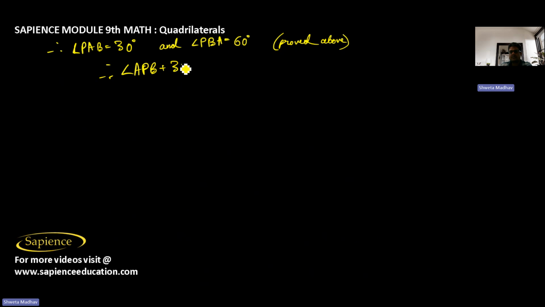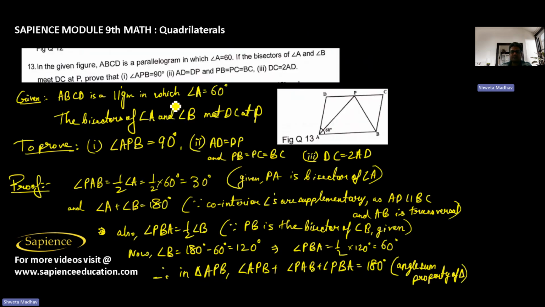Angle PAB equals 30 degrees, angle PBA equals 60 degrees, which has been proved earlier. So therefore, angle APB plus 30 degrees plus 60 degrees equals 180 degrees. Therefore, angle APB equals 180 minus 90 degrees, that is 90 degrees. So hence the first part has been proved.